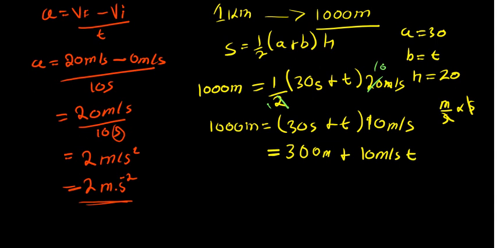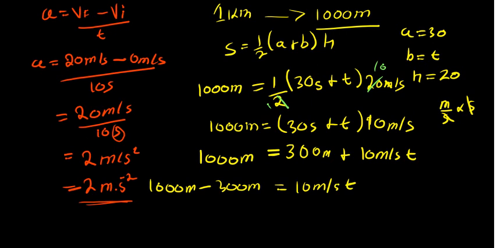Then here we have our 1000 meters. We can collect the like terms. We are going to have 1000 meters minus 300 meters is equal to 10 meters per second t. So 1000 minus 300, you're going to get 700 meters is equal to 10 meters per second t.